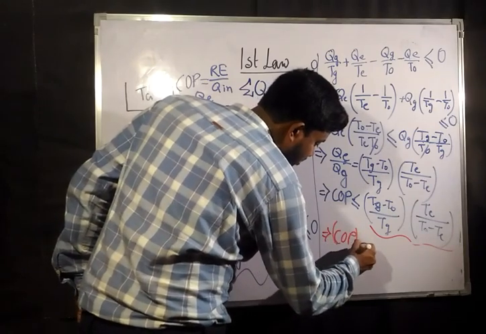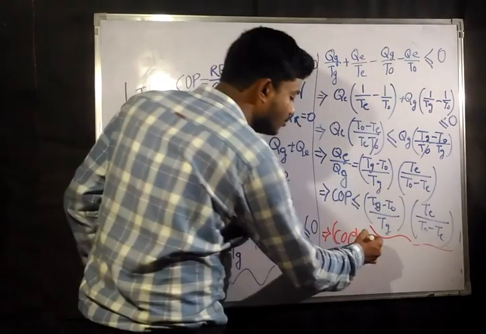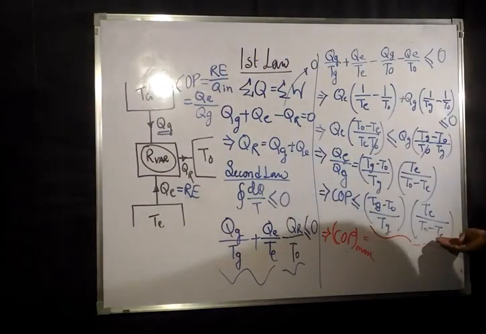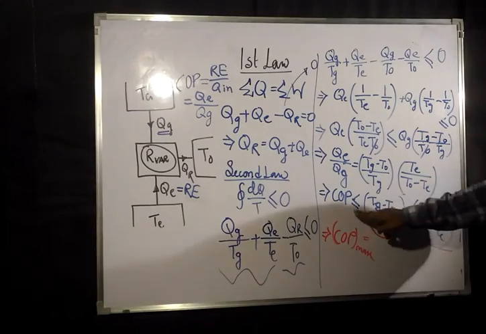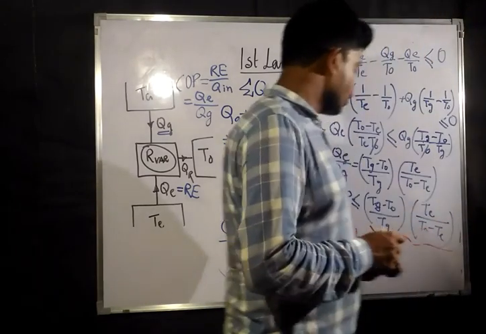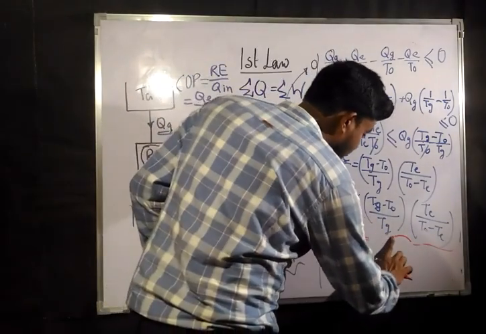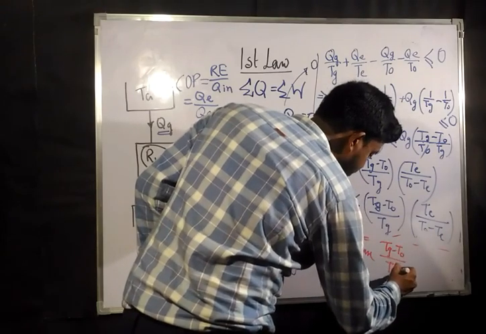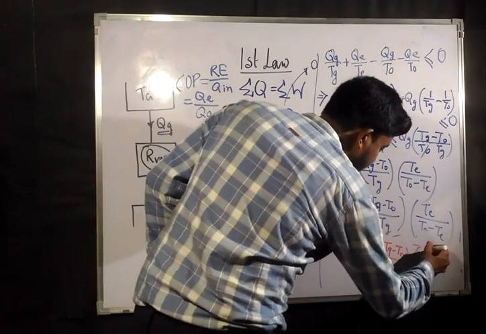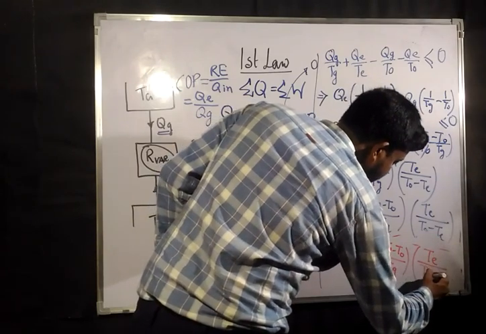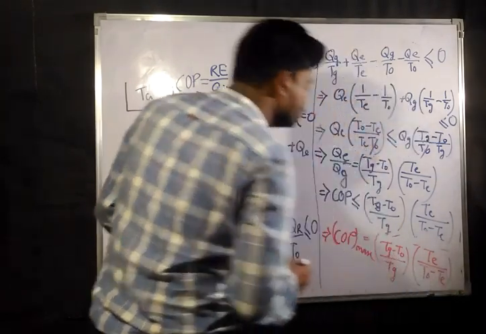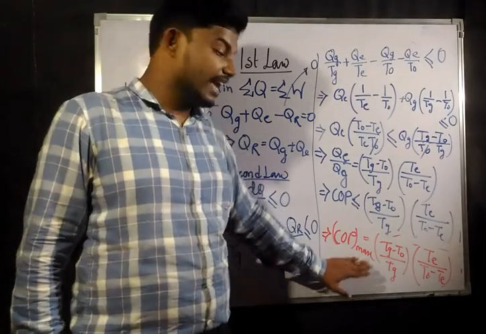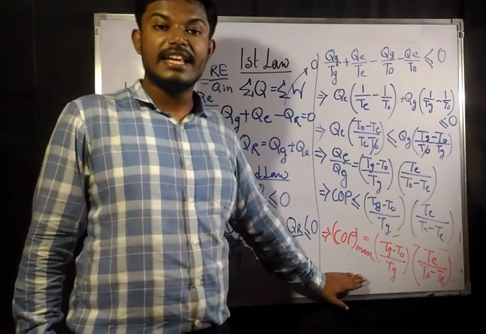At max, how much value can COP achieve? It can be this value. Beyond this value it cannot go. That has been proved. So in place of COP you can write that the COP max is nothing but Tg minus T0 divided by Tg multiplied by Te divided by T0 minus Te. So this is going to be the formula for COP max, and this formula is very important, keeping GATE in mind.